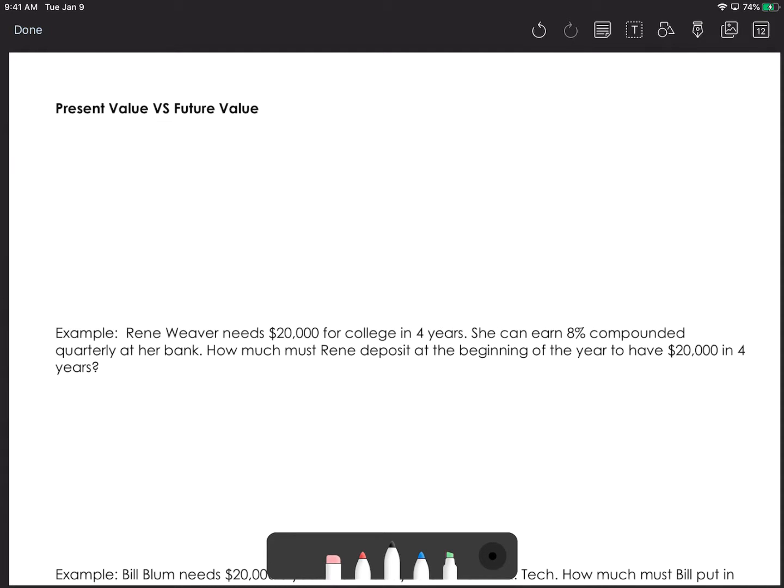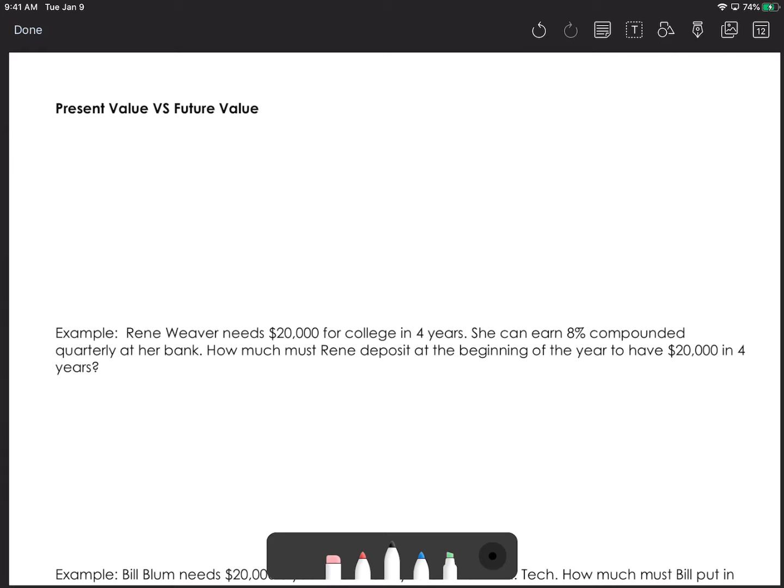In the previous video, we talked about compound value, which is also sometimes called future value. And there is a difference between something called future value and present value. What we're going to talk about in this video is we're going to focus on the present value. But before we go into that, I want to make sure you understand the difference between the two.